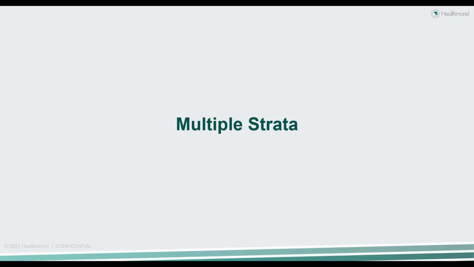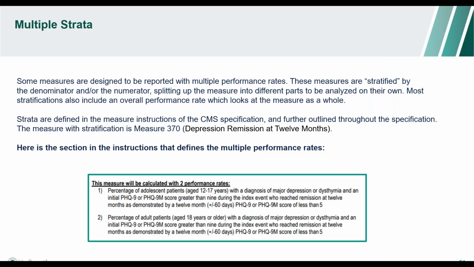And the last thing we're going to chat about is multiple strata. Traditionally, every measure only has one performance rate that you're measuring. However, oftentimes you want to split up a measure into different strata. Some of these strata would be simply to chop up the measure and look at different age ranges. Below you see measure 370, depression remission at 12 months, where we want to look at both adolescent patients and adult patients. So it's as simple as stratifying the population by age.